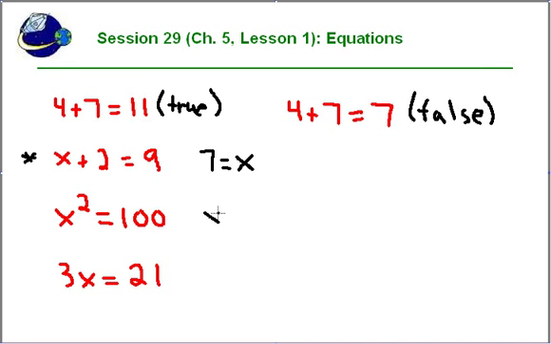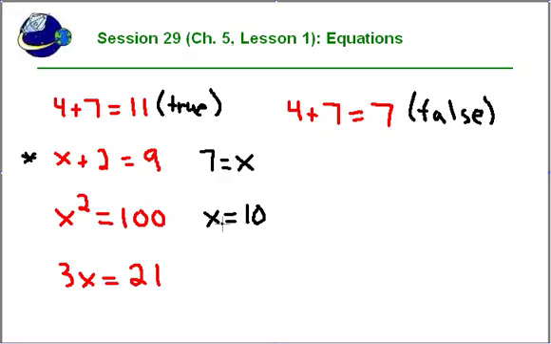Well, x can equal 10. Why? Because 10 squared equals 100. Well, what does 10 squared mean? It means 10 times itself. 10 times 10. Well, 10 times 10 is 100. So x equals 10 is a solution to this problem.